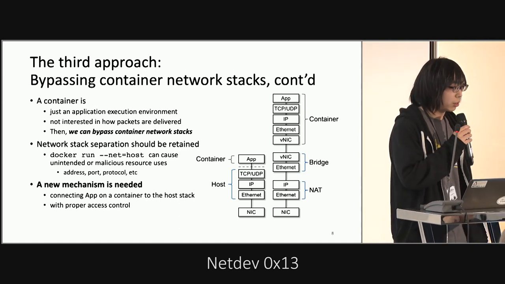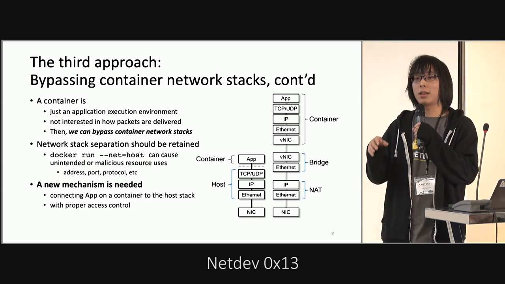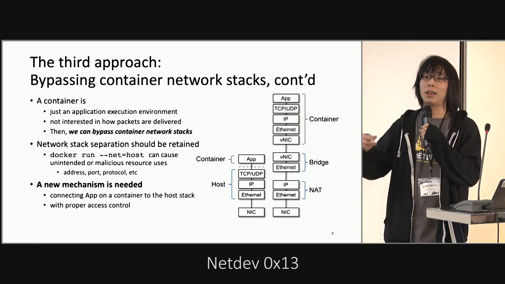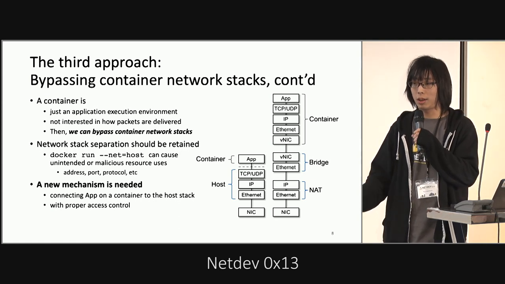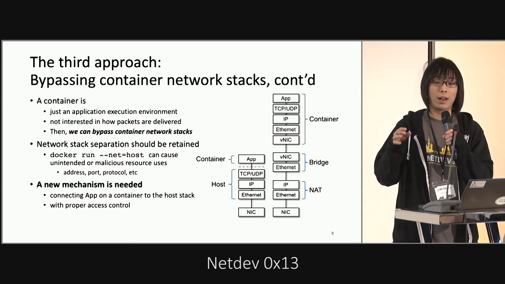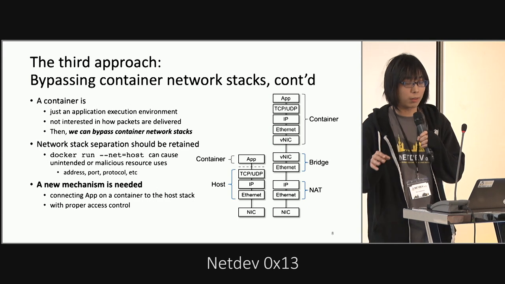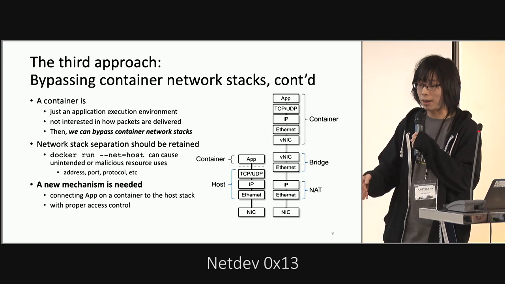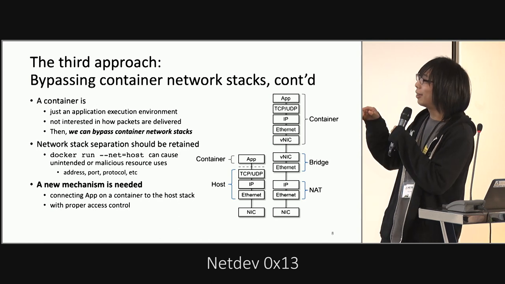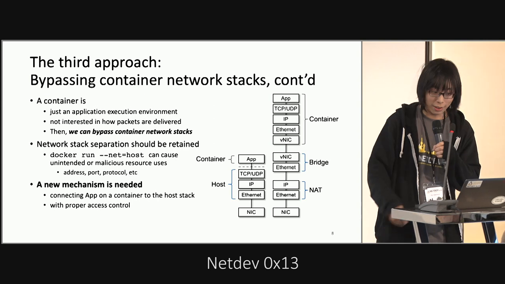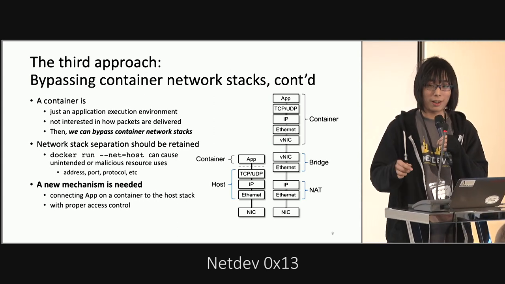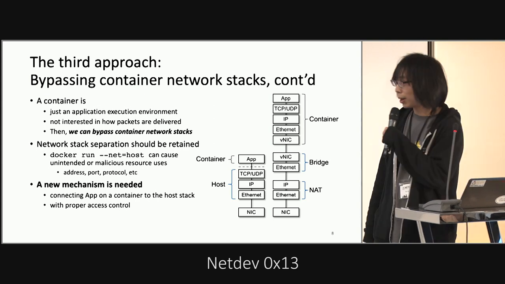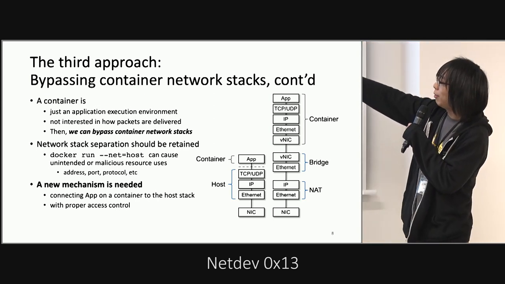But the network stack separation should be retained, because Docker has the option to share the host network stack with containers. But in this case, the container can use arbitrary network resources like the IP address or port numbers of the host network stack, which can lead to malicious or unintended use. So we think network stacks should be separated. To do this, separating the network stack and bypassing the container network stack, we need a new mechanism: connecting the application or container to the host stack with proper access control to prevent such malicious uses. This mechanism should sit at the boundary between the container and the host.